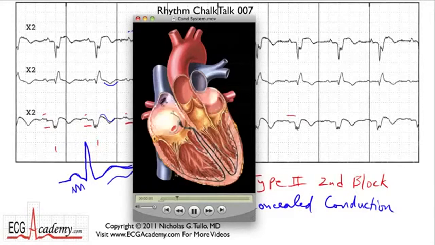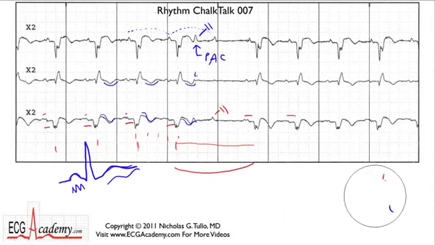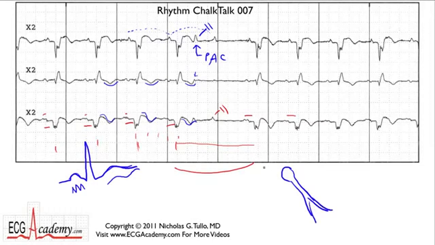Okay, but the AV node has a very interesting behavior. Let me get rid of that. With the AV node, I'm going to erase this stuff here for a second. And with the AV node, there is a period of time after the AV node fires where the AV node cannot accept another signal. Remember, at faster rates, the AV node conducts worse. That's why with fast atrial arrhythmias, you can get conduction block.